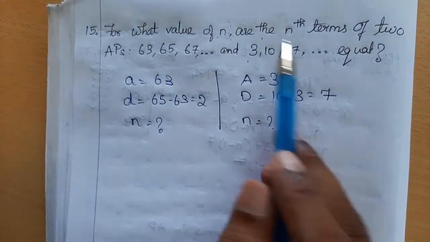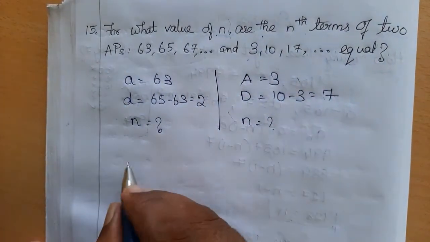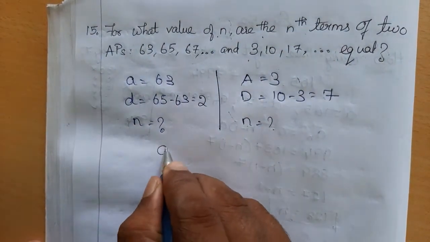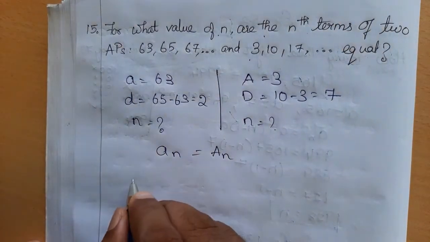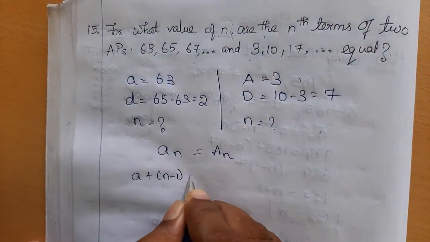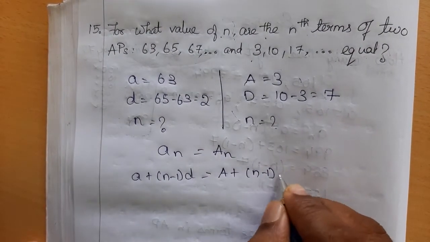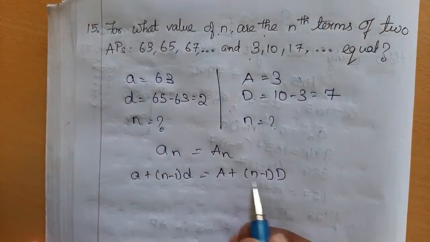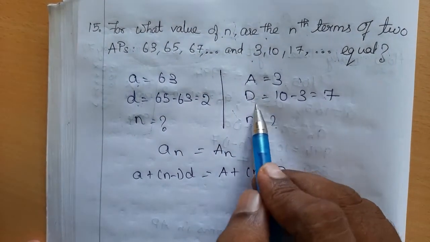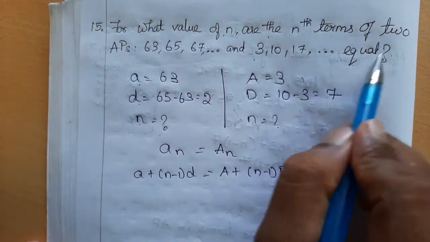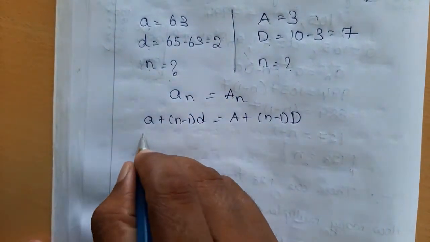They ask which term will be equal, right? So the general form of this will be equal to this, then we can find n. So an is equal to capital An. In the general form, we can write a plus n minus 1 into d for the first AP, and for the second AP capital A plus n minus 1 into capital D. This notation is written as small a and small d, capital A and capital D, for convenience. I wrote n the same in both because they ask when they are equal. So both have to be equal. Clear?